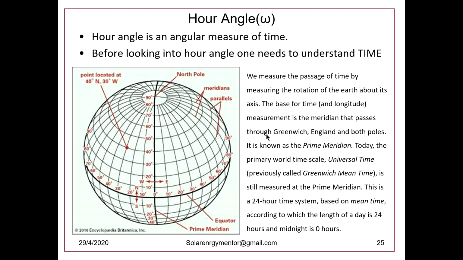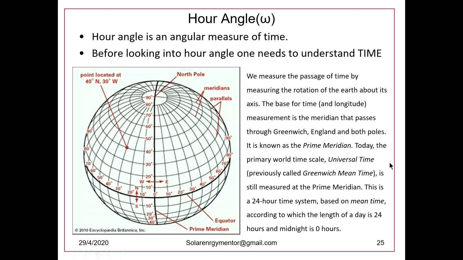The base for time and longitude measurement is the meridian that passes through Greenwich, England, and both poles. So you can see here, this is the prime meridian. Meridian is nothing but the longitude. This prime meridian passes through Greenwich, England, which is the first meteorological laboratory in the world. So in memory of that, the imaginary longitude which passes through the Greenwich laboratory location is considered to be the prime meridian. So it is known as the prime meridian.